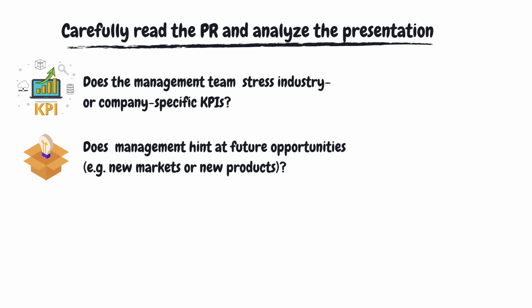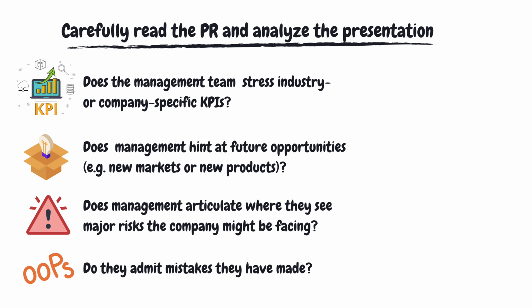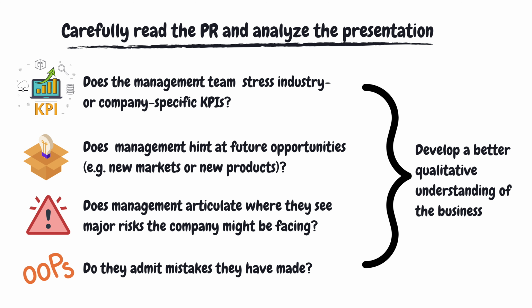Does the management hint at future opportunities, maybe new markets or new products, or do they articulate where they see major risks the company might be facing? Do they admit mistakes that they have made in the reporting period? That would actually be something positive, as it would display that management is communicating openly and honestly with the business's shareholders and treating shareholders like partners. I would say that both documents can be helpful to develop a better qualitative understanding of the business, and where the business might be in 5 or 10 years from now.